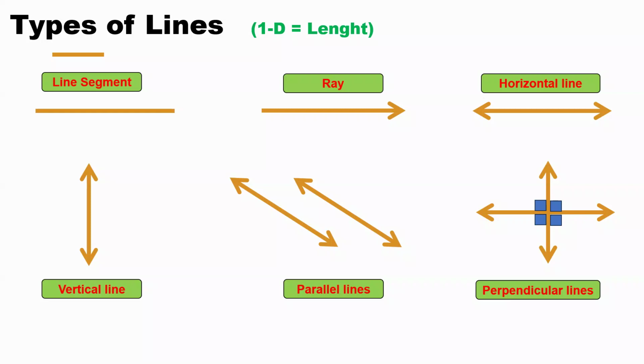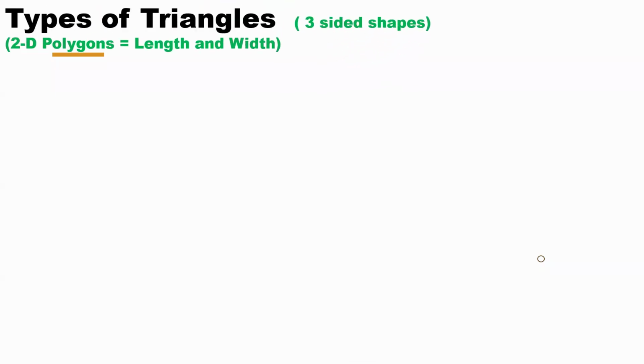Polygons, I'm sure that you've heard that word before. Polygons means any type of shape. Polygons, 2D shapes. The first type of polygons will be triangles. Triangles are three-sided shapes and they are 2D shapes because they have length and width.